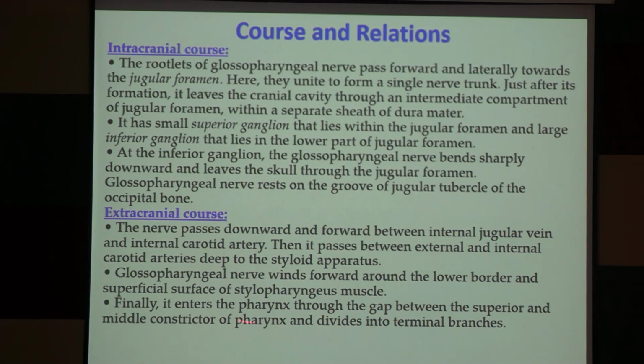finally enters the pharynx through the gap between the superior and middle constrictor of the pharynx and divides into its terminal branches. Okay, so this is the extracranial course of the glossopharyngeal nerve.